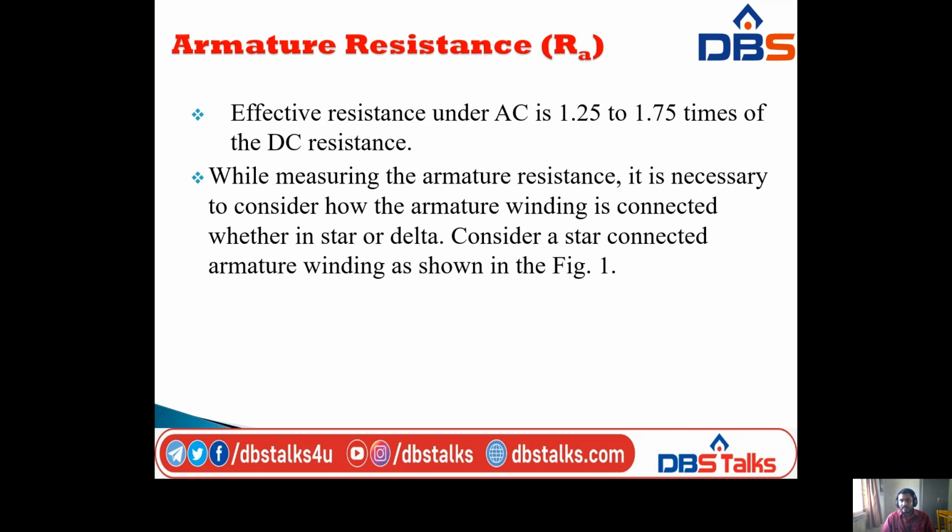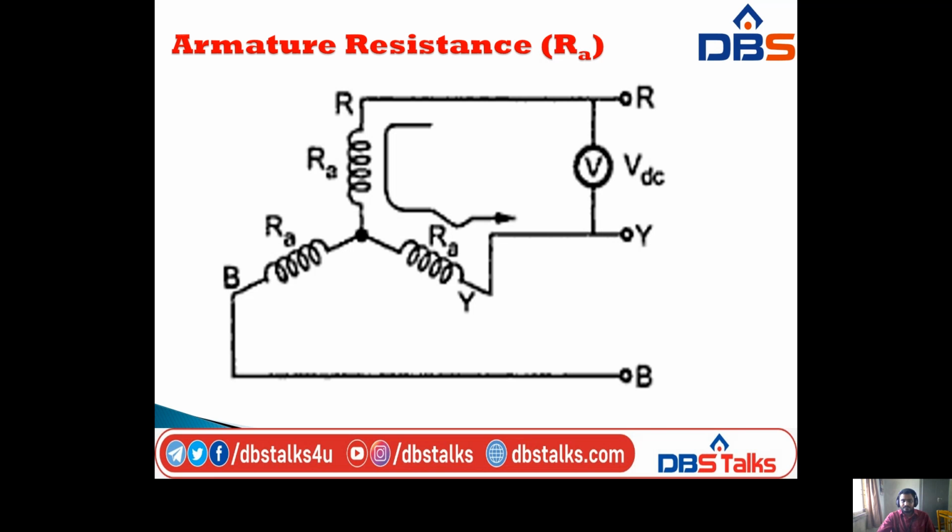Okay, while measuring the armature resistance, it is necessary to consider how the armature winding is connected, whether it is a star or delta connection. So here I am taking two cases. One is for star connection and another one is for delta connection. By using those connections, I will discuss armature resistance. Okay, so here consider a star connected armature winding first. It is shown in this figure. So here this is the star connection of armature winding.